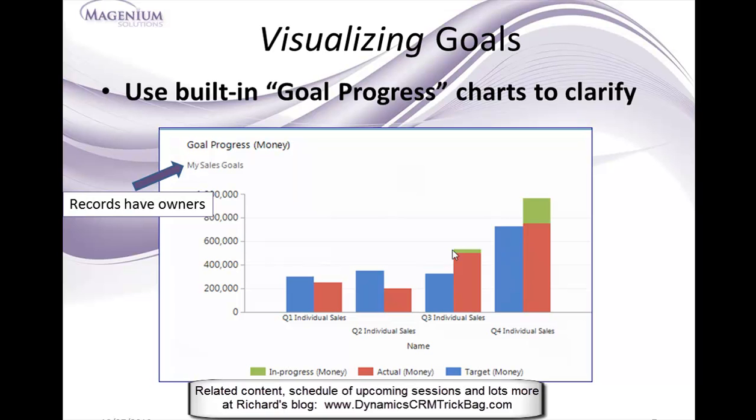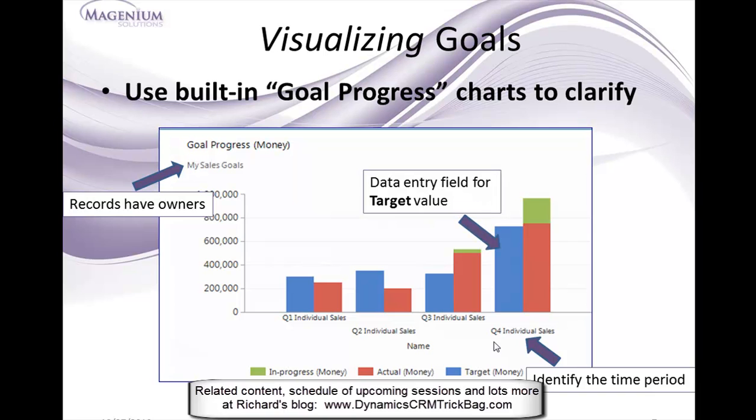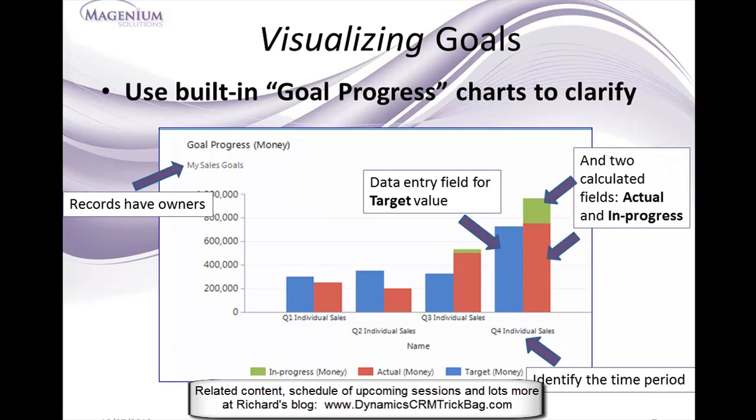And the way it works is, you can see it here. Each cluster of data points here, these all represent one record. These are all goal records. So goal records have owners. They always have a time period that the goal and the targets are tracked for. And I think of sort of three data points for each goal. There's a target value, that's the blue in this case. And then there's two calculated fields, actual and in progress. So if your goals can be expressed in this kind of scenario, where you've got a target that you're shooting for, and then you have actual and in-progress values, that's really the only real requirement for goals to work in this scenario.